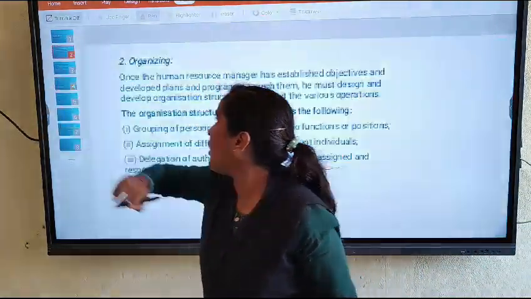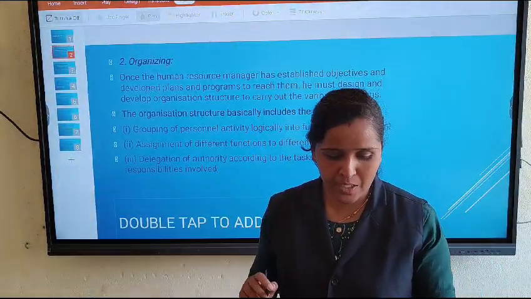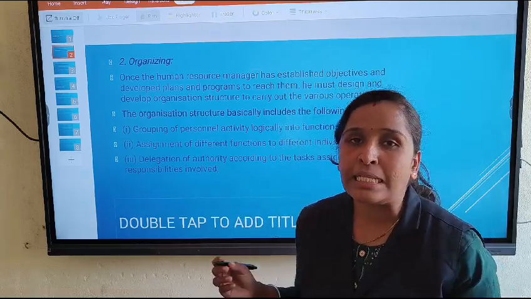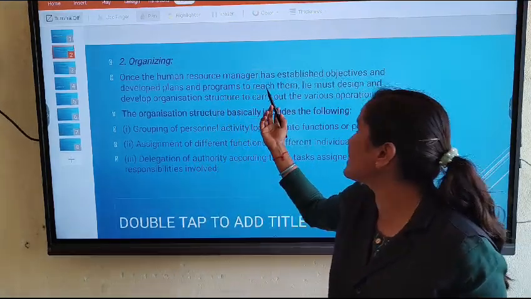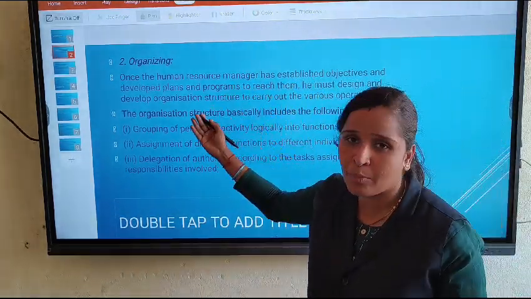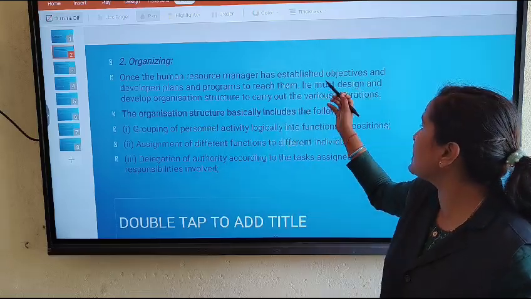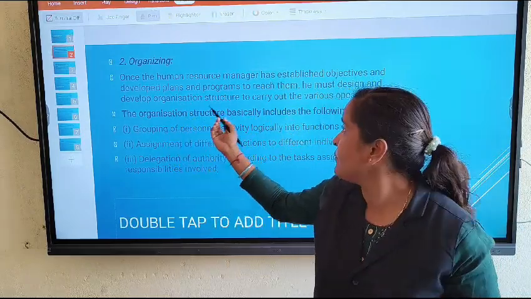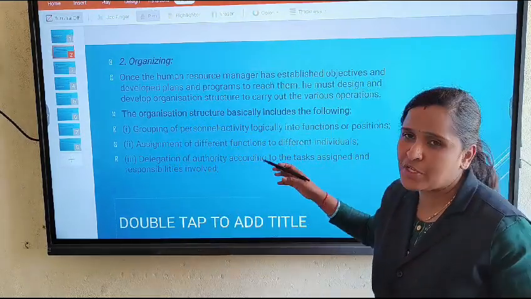Second is organizing. Organization is the second function of management. The human resources manager establishes objectives, develops the plans and programs to reach them, and designs and develops the organization structure to carry out various operations.